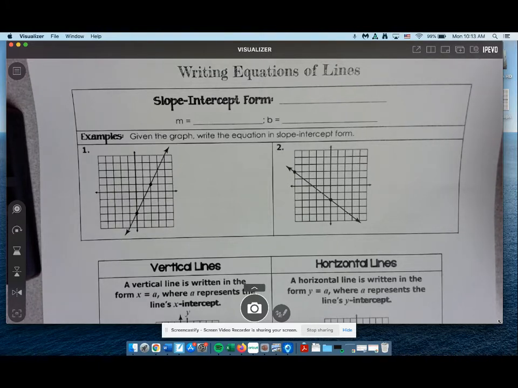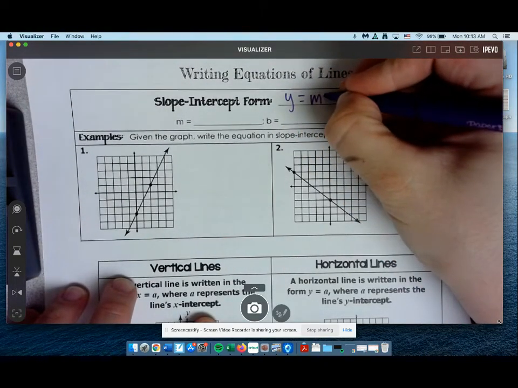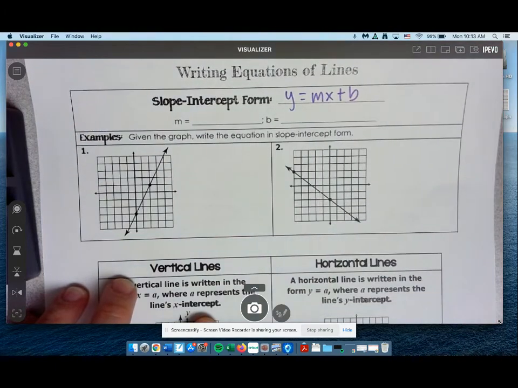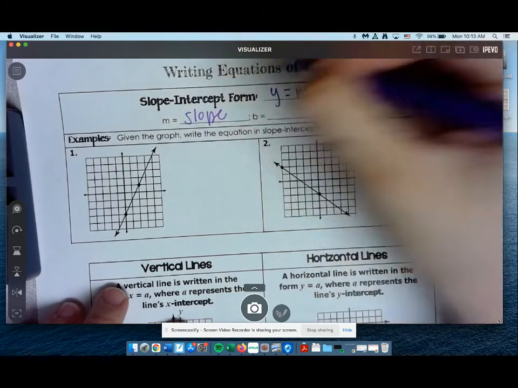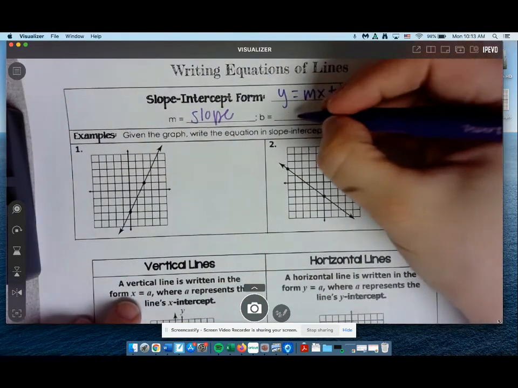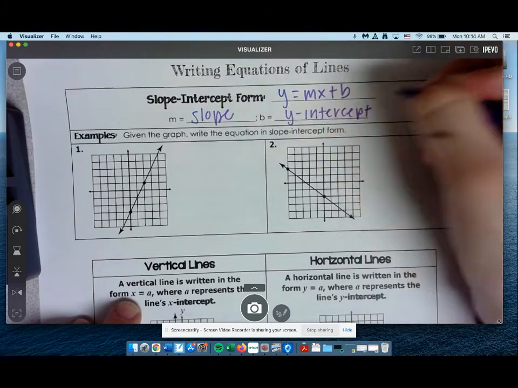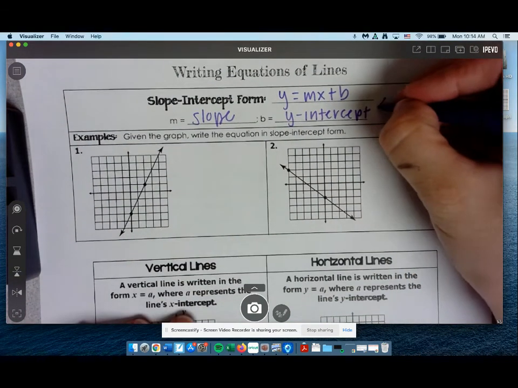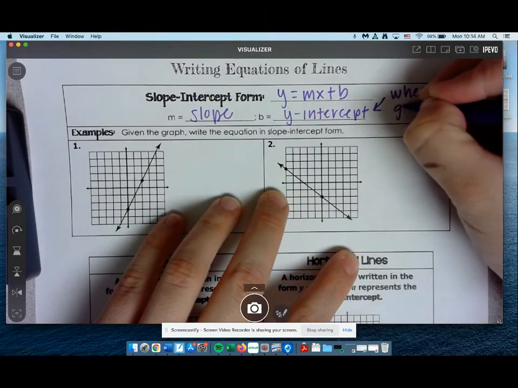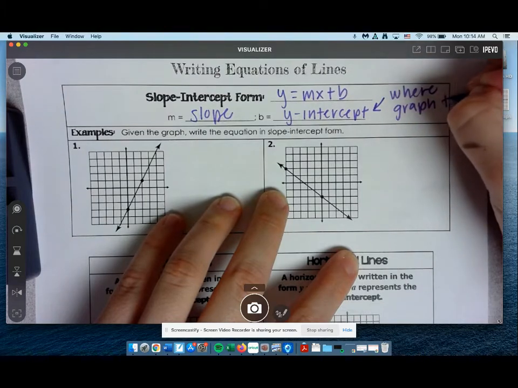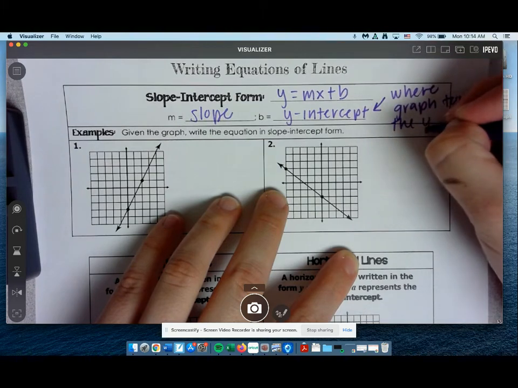First thing, slope-intercept form is y equals mx plus b, where m we know is our slope, and b is our y-intercept. Now, if you're forgetting what a y-intercept is, it's where the graph touches the y-axis.